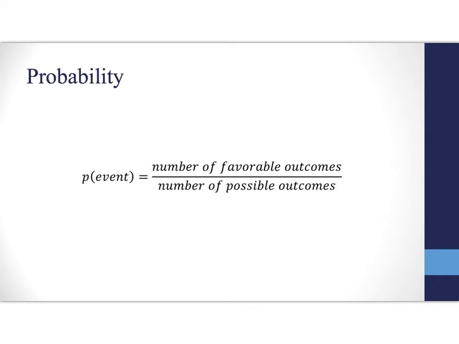So the equation that we're going to use to calculate probability, and I know we've briefly talked about this notation in class, is P, and then P of the event that's going to happen. So the probability of the event is equal to the number of favorable outcomes divided by the total number of possible outcomes. And we'll do a few examples just so you can see how this works.